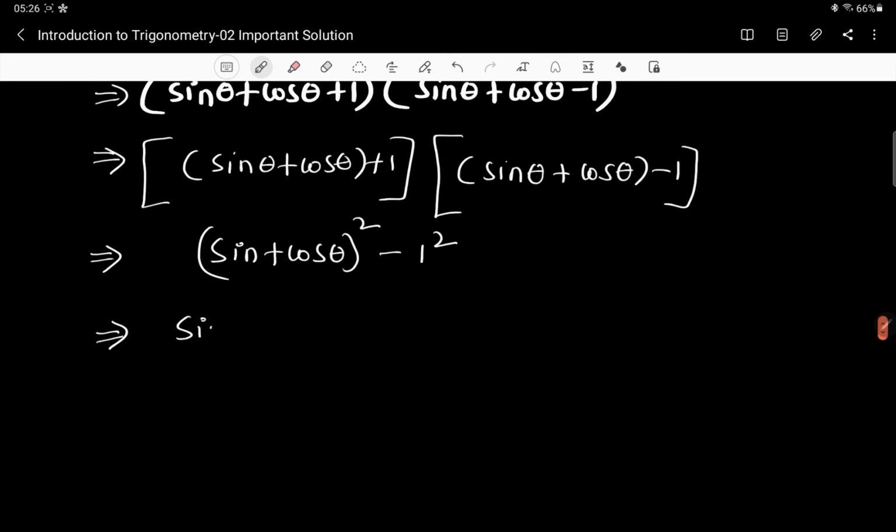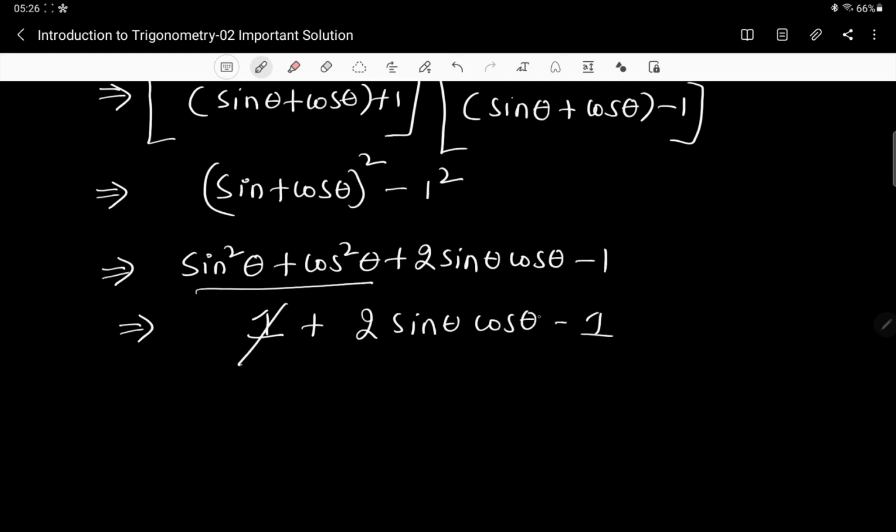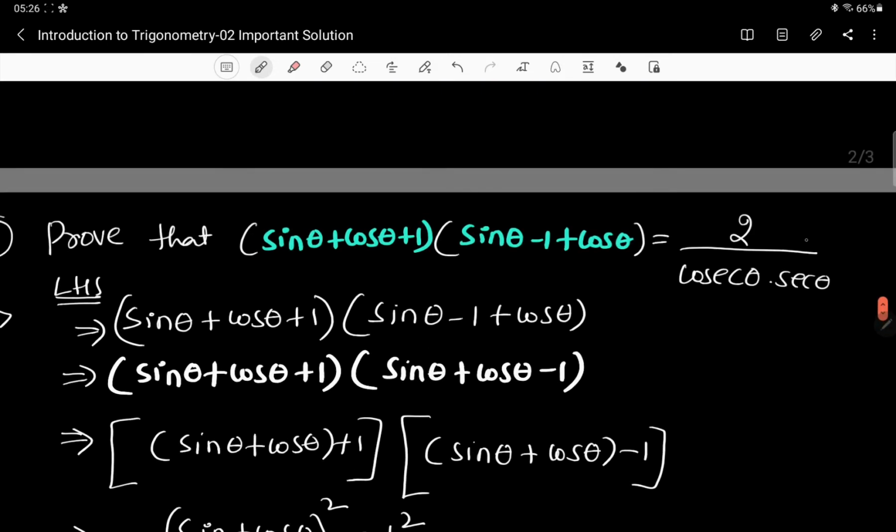A plus b whole square means a square, that is sine square theta, plus b square, that is cos square theta, plus 2ab, that is 2 sine theta into cos theta, then minus 1 square, which is 1. So sine square theta plus cos square theta is 1, plus 2 sine theta cos theta, minus 1. The plus 1 and minus 1 cancel. What is remaining now? 2 sine theta into cos theta. But what are they asking? They are asking us to show this equal to 2 divided by cosecant theta into secant theta.